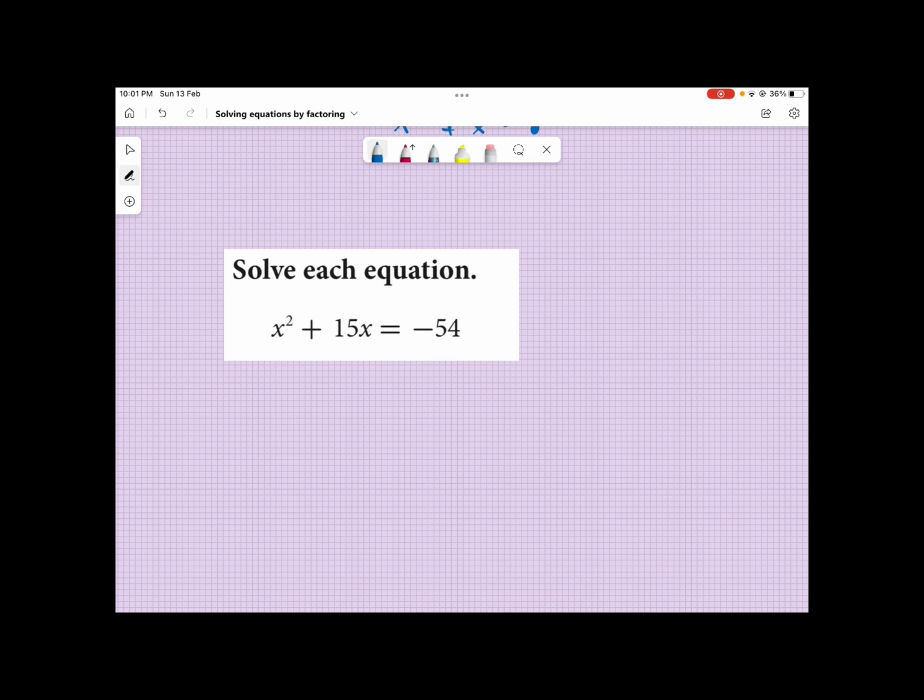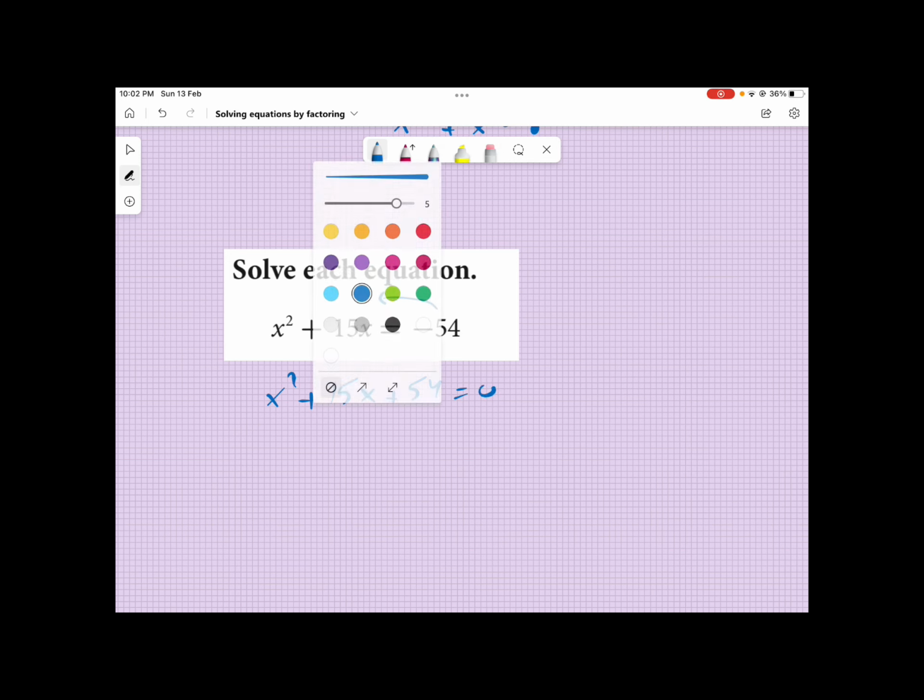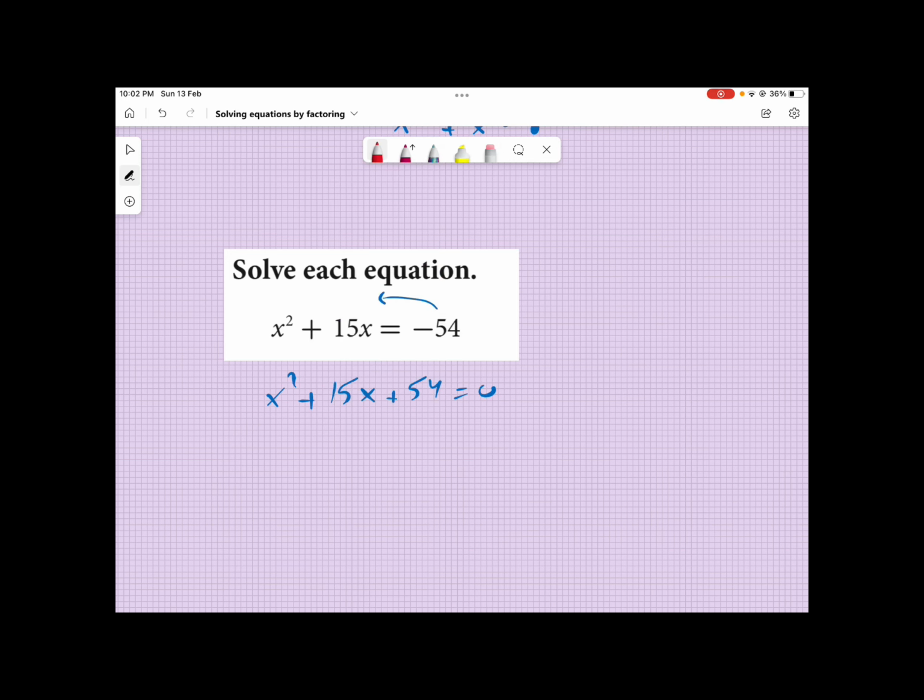We come to this question, solve this equation by factoring. The first condition is the right hand side must be 0. So I'm gonna move negative 54 to the other side. It becomes positive 54 equal to 0. So we have to make sure about the right hand side to be 0.